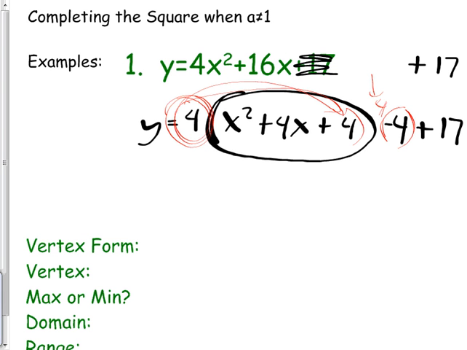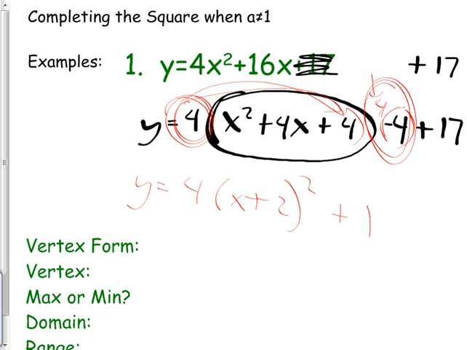Okay, everybody open your iPads back up again. And the final answer for this guy: 4 times the perfect square, x plus 2 squared. And then I got to remember this is times by 4. Negative 16 plus 17 makes plus 1. And now I have the vertex. It's negative 2 comma 1.